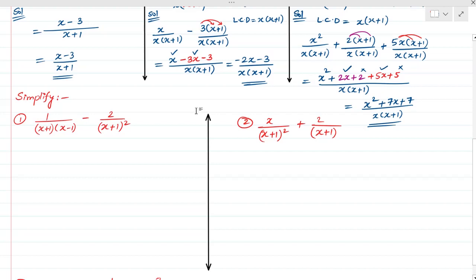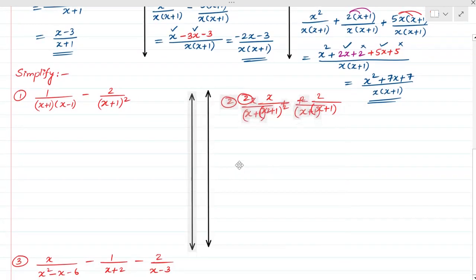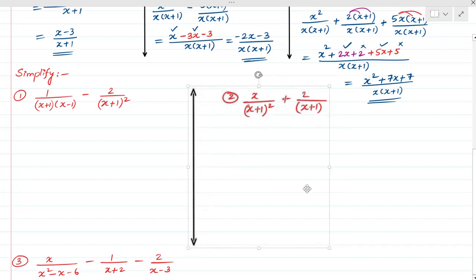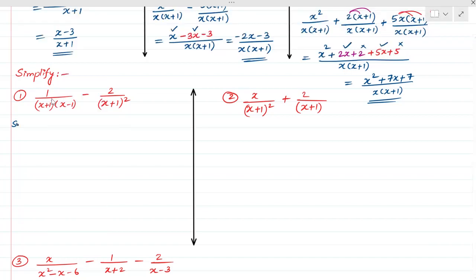Now, we will have one more problem. Here we will have a square in the denominator. So, how will you do this one? So, it's the same story. First I have to find the common denominator. What should be the common denominator?